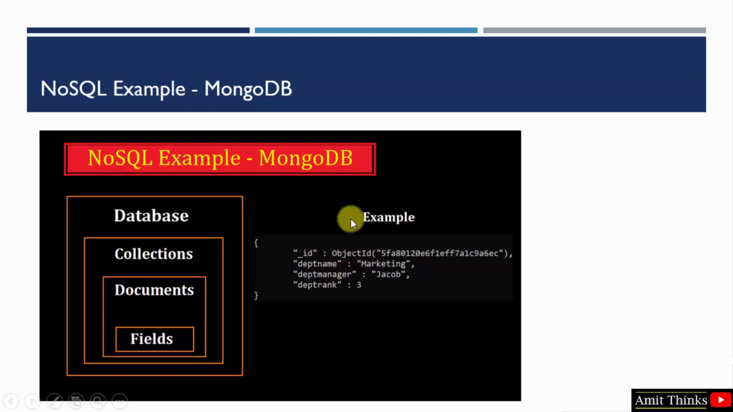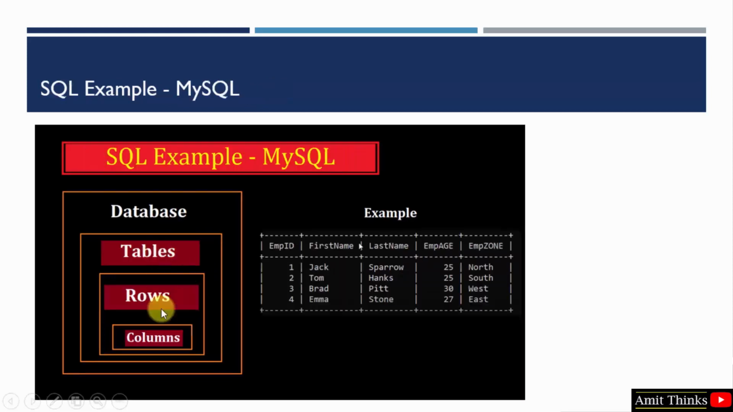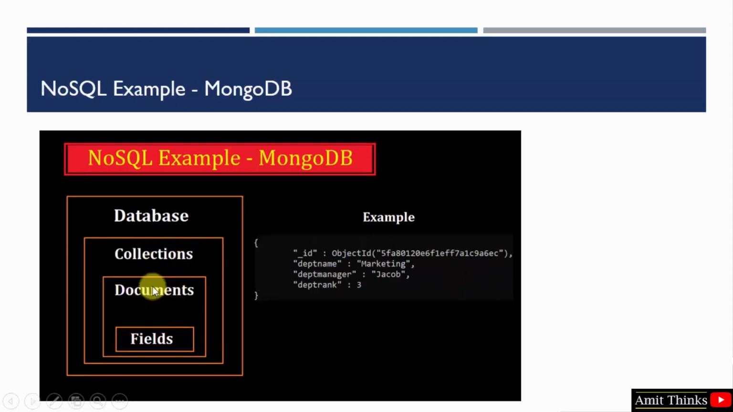So this is the document based MongoDB database. We have 4 columns here: ID, department name, department manager, and department rank. So you can see the database here under NoSQL under MongoDB. Documents have fields and collections have documents, like tables have rows and columns. In this, collections have documents and fields, and a database is a group of collections.